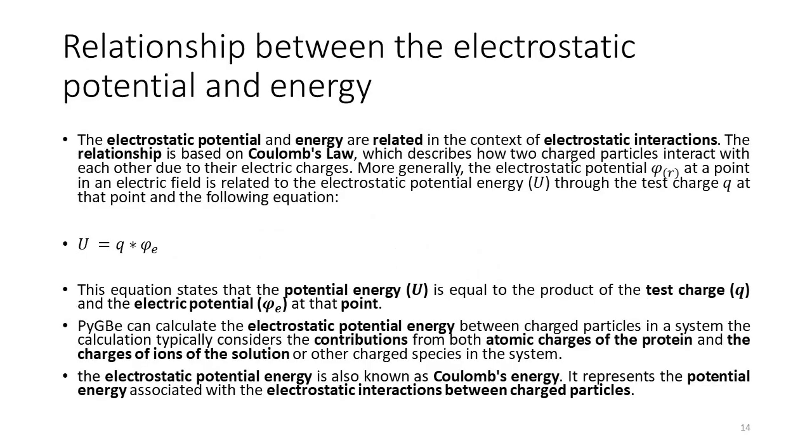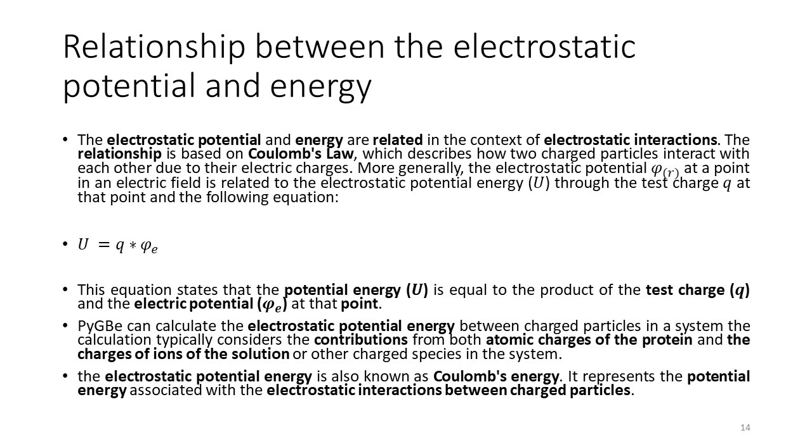Well, at this point, I would like to mention the relationship that exists between the electrostatic potential and the energy. Starting from a very general idea, it's possible to calculate the potential energy by multiplying the value of a test charge, I mean the charge that is associated with a specific point, and the electric potential calculated for that specific point. With that multiplication, I can obtain the potential energy. Because we are working with electrostatic potential, I can rename it as the electrostatic potential energy.